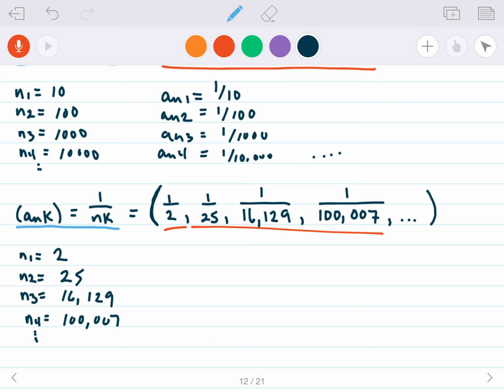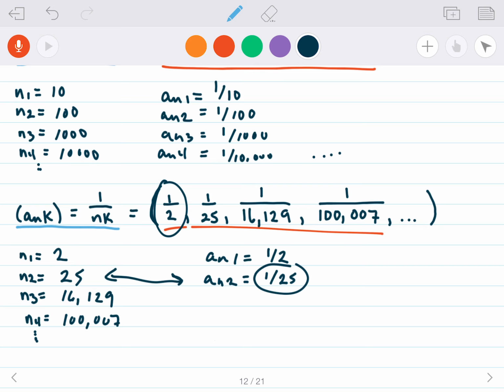Yeah, and I'm going through this carefully because I remember this confused me when I was first learning this stuff. So, the first term in our subsequence is 1/2. The second term in our subsequence is 1 over 25. And again, we have this correspondence: this guy is the 25th term in my original sequence, 1 over n, right? But it's the second term in our subsequence. Just want to make that correspondence clear. And so forth. So a sub n3.